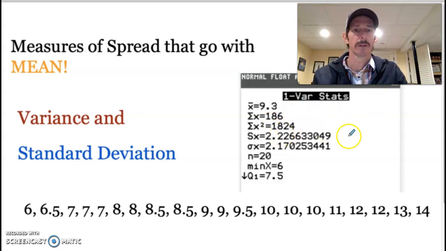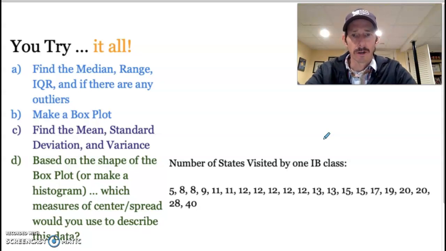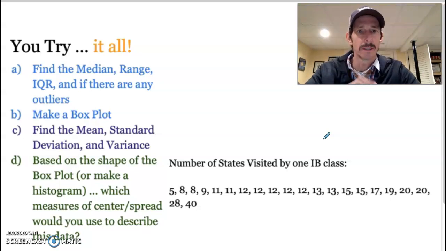So again, here's the output that I just showed you. The difference is I didn't calculate the variance for this, so I would literally have to square 2.17 to get that variance value. So that is it for the information. Again, if your center is the mean, you want to use the standard deviation to talk about the spread or the dispersion. And if you have a median, you want to use the IQR to talk about your dispersion or your spread.